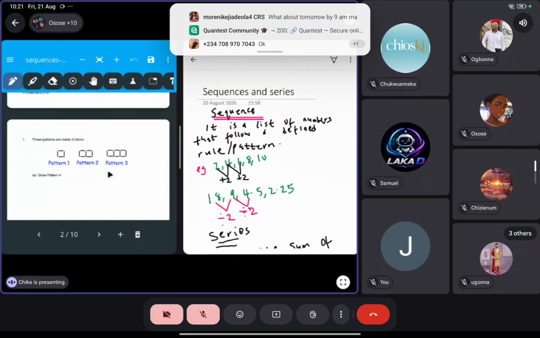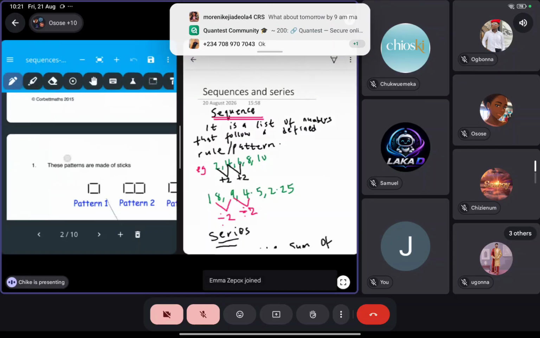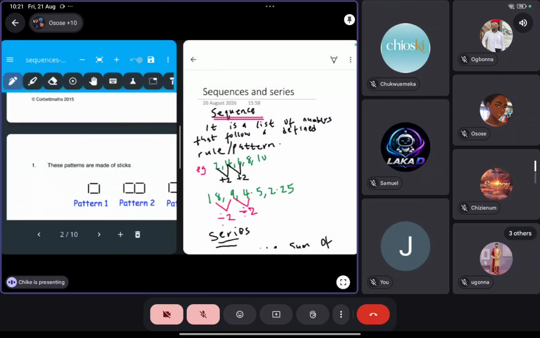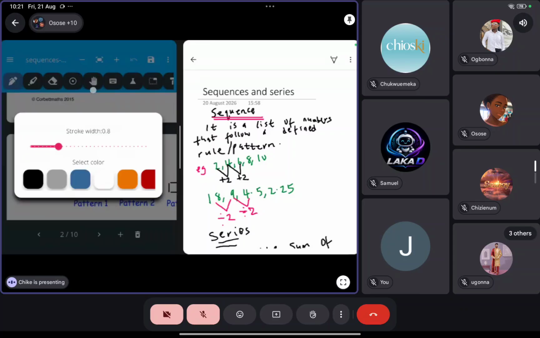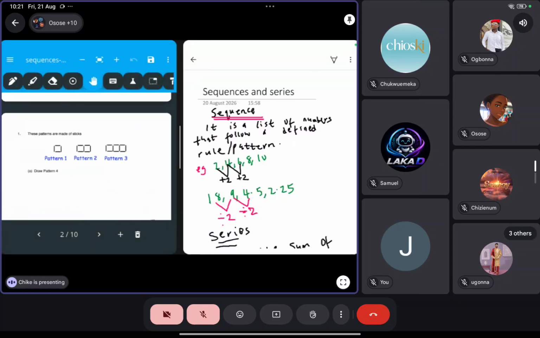But this one is not really like our main discourse, but it explains what we are looking at. Now look at this. This question says that these patterns are made of sticks. We're given pattern 1, pattern 2, and pattern 3. So we are told to draw pattern 4. It's quite simple, right? If you look at pattern 1: stick 1, 2, 3, 4.